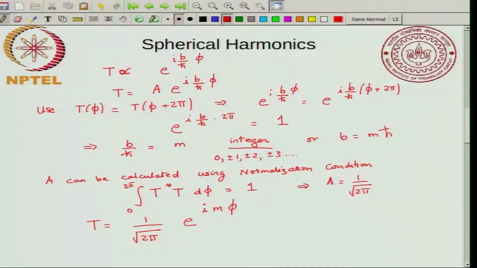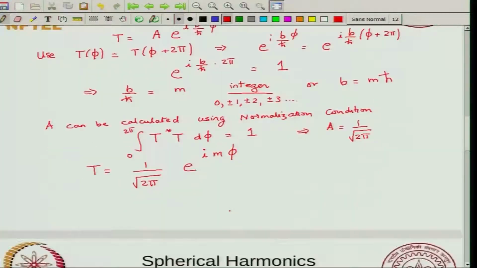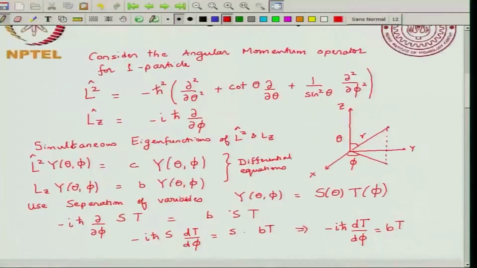So this is my expression for T, and now I can take this expression for T and substitute it in the equation for L square. So the equation for L square is this. L square has this long expression, and L square psi is equal to c psi.